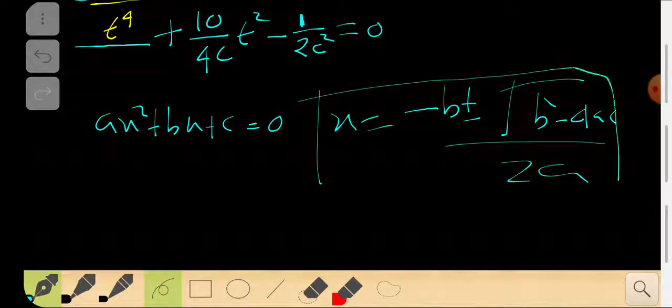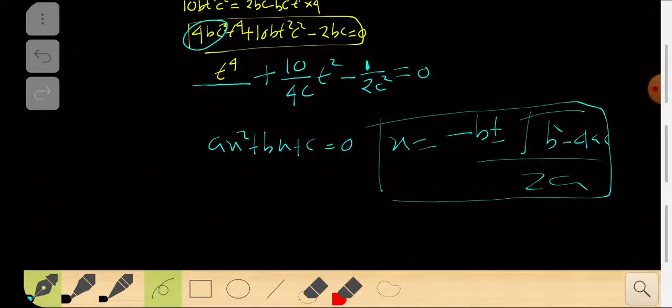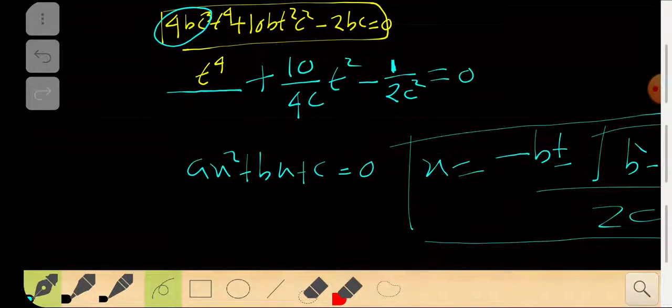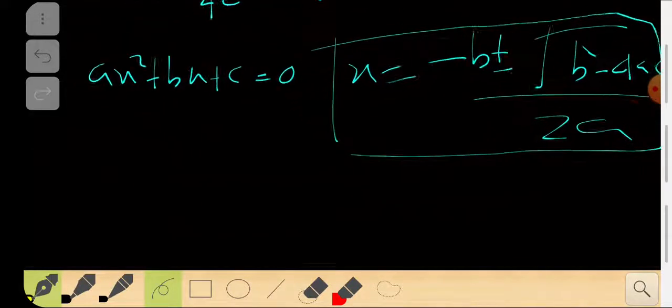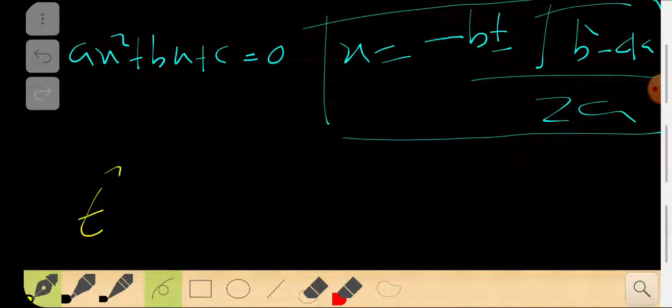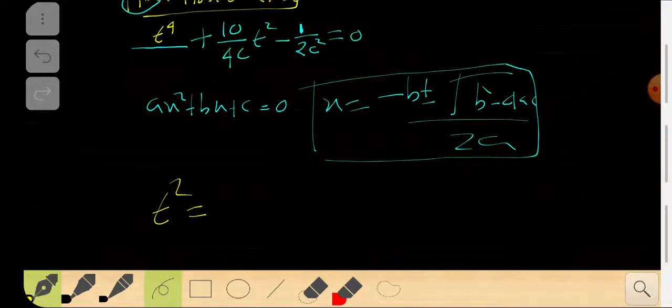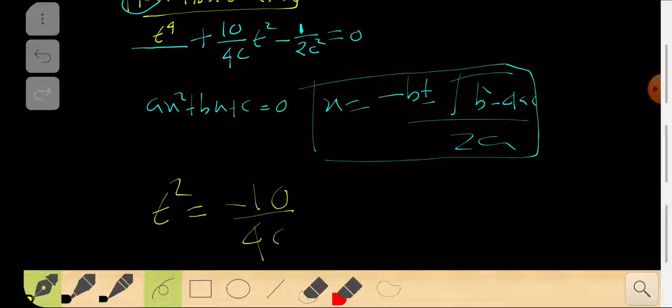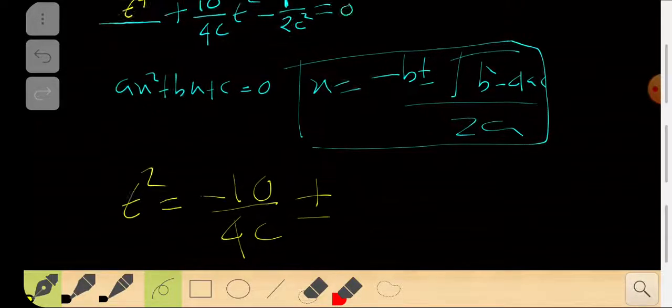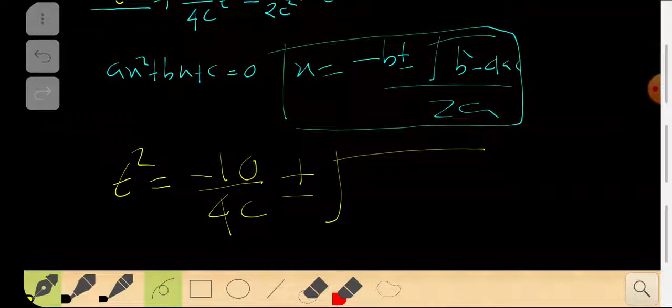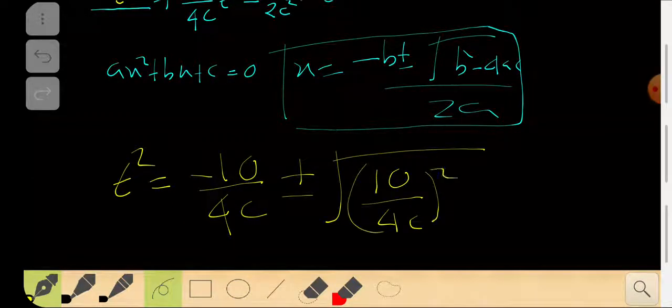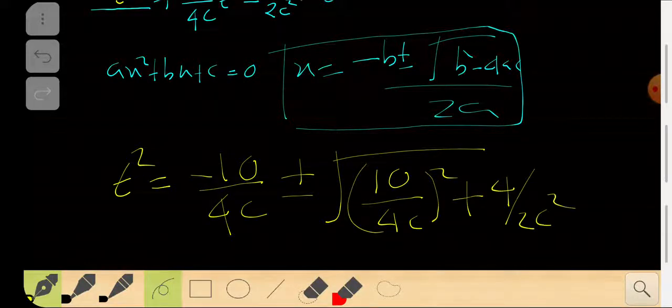So you have seen this so many times. Let's use this here. This is an equation of t raised to 4. Now let's find out t squared. So t squared will be equal to minus b, which is minus 10 by 4c, plus or minus the square root of b squared, which is 10 by 4c the whole squared, plus 4 by 2c squared.